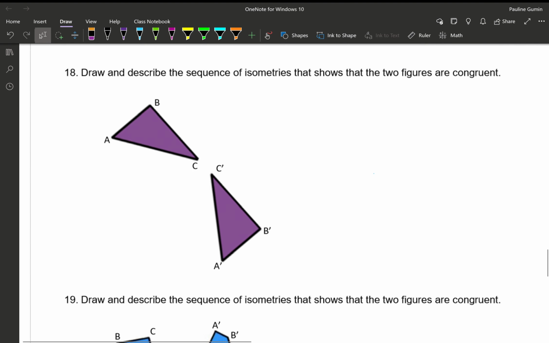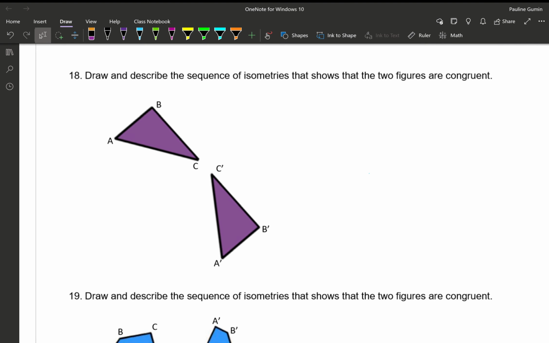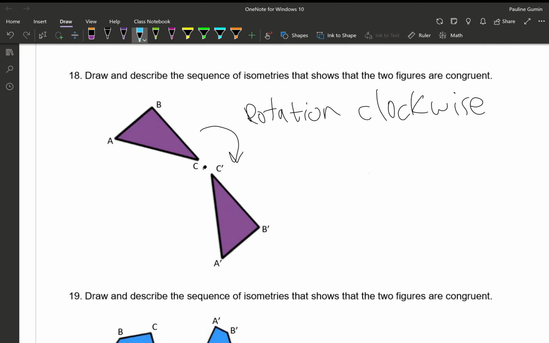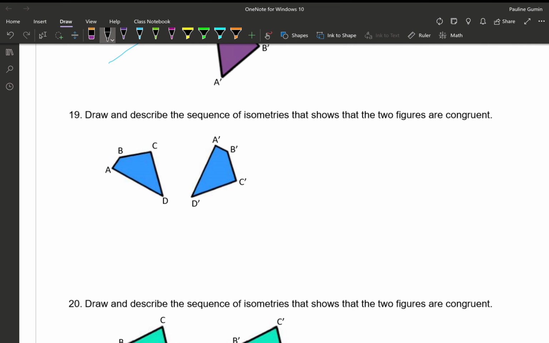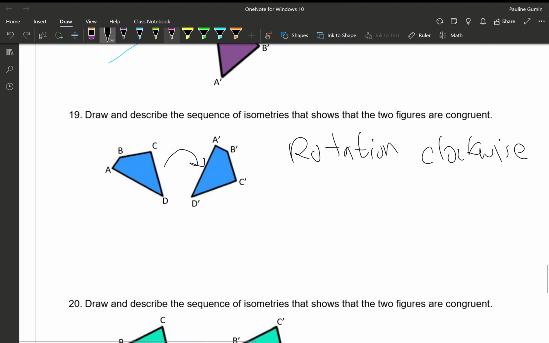Number 18. Draw and describe the sequence of isometries that shows the two figures are congruent. All right. Well, one thing I do see is a rotation clockwise. You may also see it as a reflection. Both of those are valid answers. Letter C, to me, looks like just a rotation clockwise. And if you wanted to, you could also add in a translation to the right.